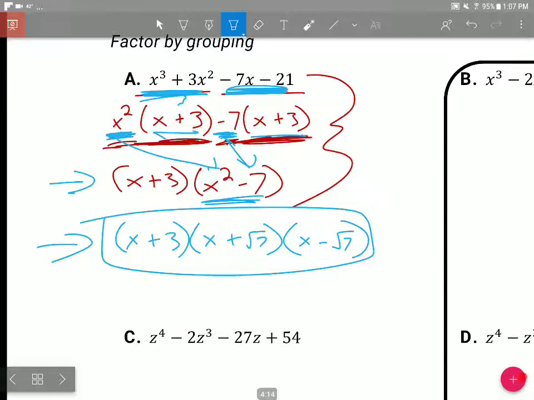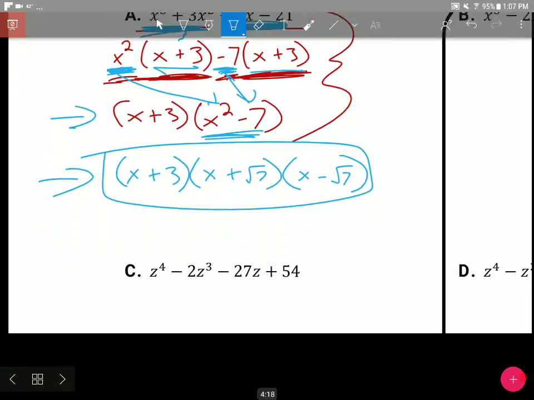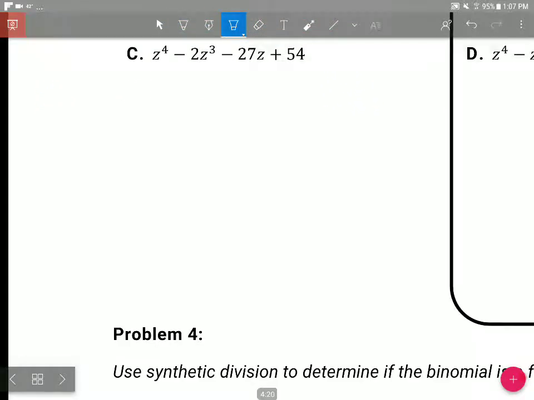Okay? Here, let's do another one. Scroll up to letter C. Let's do another one. Letter C. Same idea. Let's start off by grouping them together. Group the first two, group the second two. A z cubed. All right, what can I divide out of the first pair? X squared.